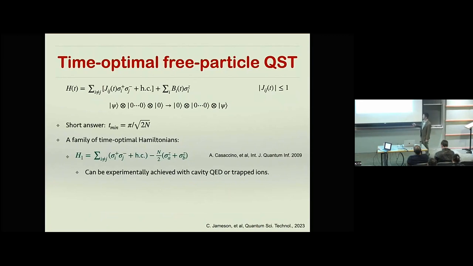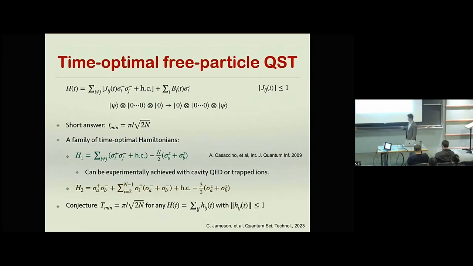This can also be experimentally achieved with cavity QED or trapped ions, because you basically just need an all-to-all interaction among the qubits, and then some magnetic field on the source and the target qubits. And we can also find different Hamiltonians. For example, this one only has couplings between the target and source qubits to the other qubits, and in this case, you have a finite strength magnetic field. They all fulfill the same perfect state transfer at this minimum time.